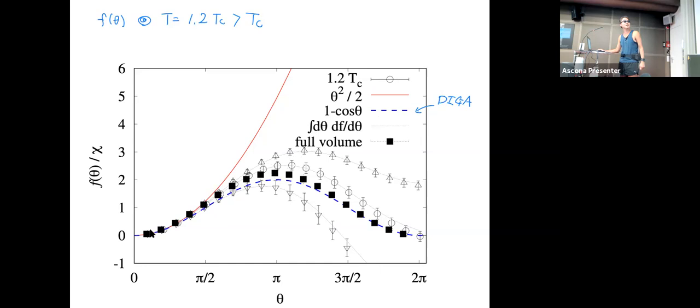And you can also check, for example, the behavior near theta equal to zero, the coefficient of theta squared, the topological susceptibility, and try to compare with what other people computed. So there are some cross checks you can do. It's not perfect, but at least you see the tendency to go back, and there is a 2 pi periodicity, which is the expected behavior.